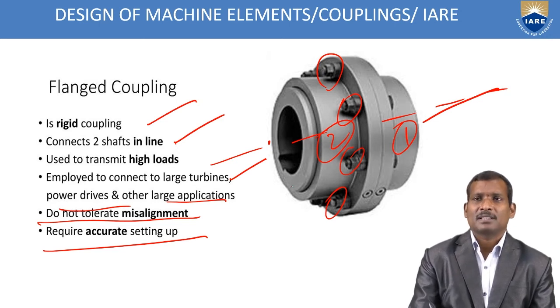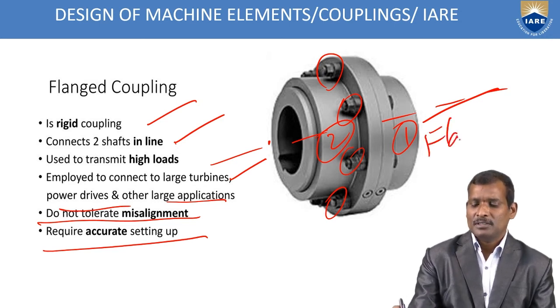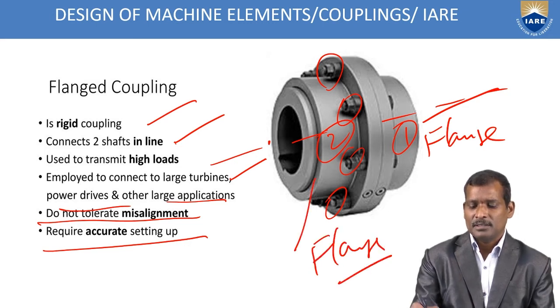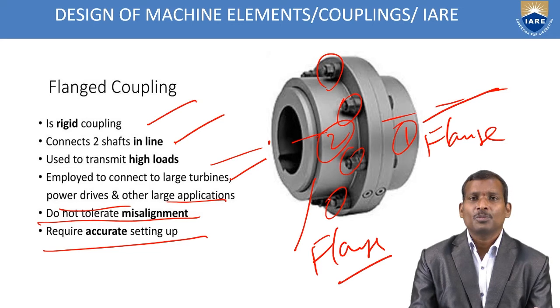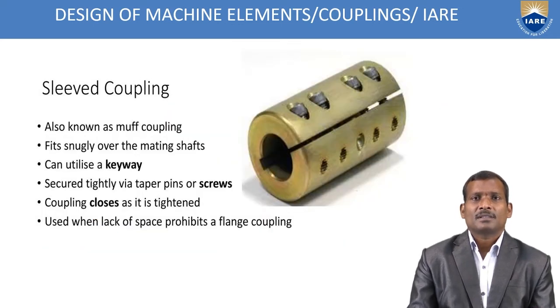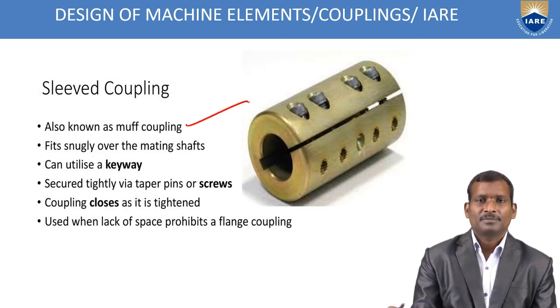These two are flanges. One is called the first flange, and the second one is the second flange. These two flanges are connected with the help of bolts and nuts. Next, the sleeved coupling. This one also comes under rigid coupling. It is also known as the muff coupling.